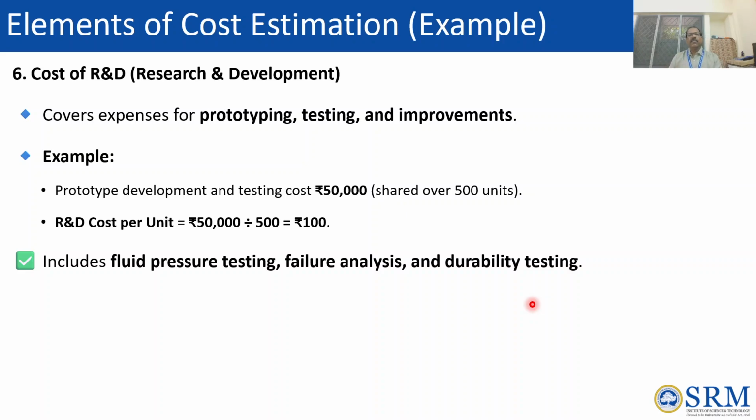Then cost of R&D, research and development, covers expenses for prototyping, testing and improvement. For example, prototype development and testing costs around 50,000 rupees, which is shared among all the 500 units. The 50,000 should be mapped to the number of products we are making. In this particular example, 500 units are being made, so we have to share it. Then R&D cost per unit will be 50,000 divided by 500, so 100 rupees. It includes fluid pressure testing, failure analysis, durability testing, all will come under research and development.